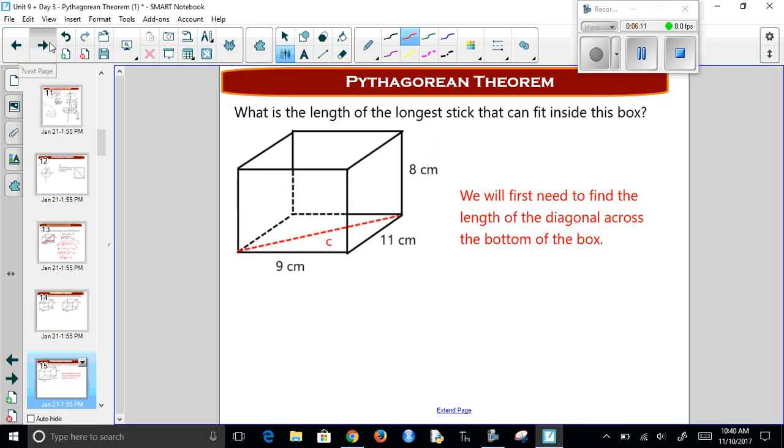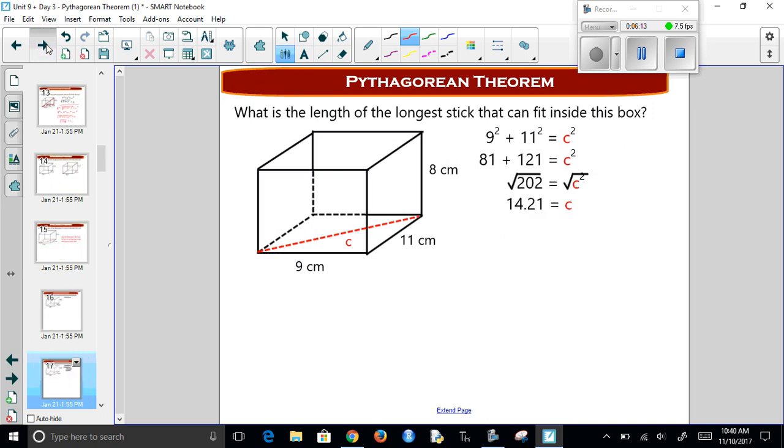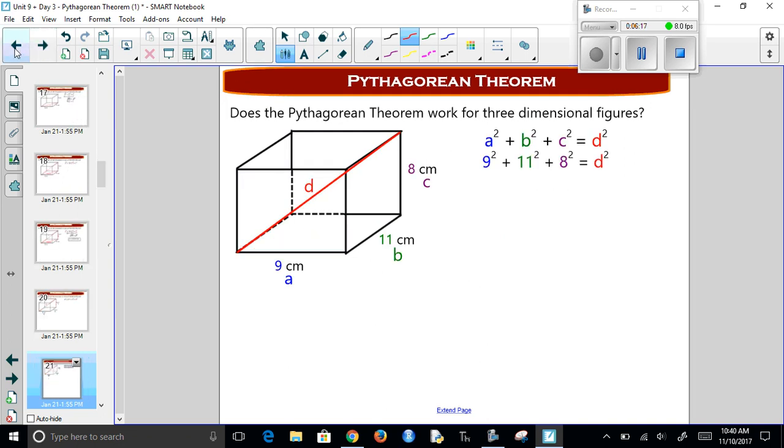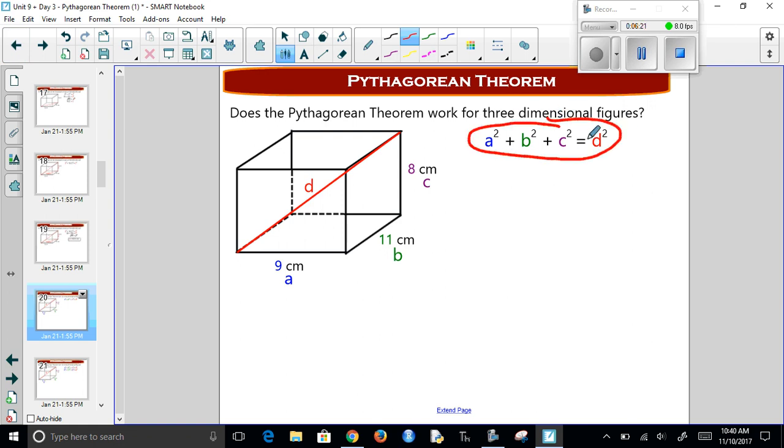So this breaks it down a little step by step. This right here would be the Pythagorean theorem in 3 dimensions. The three-dimensional Pythagorean theorem: a squared plus b squared plus c squared is equal to d squared, where d is the distance from one corner to the other.